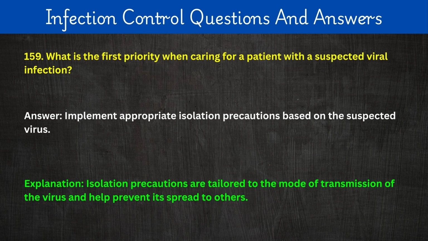159. What is the first priority when caring for a patient with a suspected viral infection? Answer: implement appropriate isolation precautions based on the suspected virus. Explanation: isolation precautions are tailored to the mode of transmission of the virus and help prevent its spread to others.